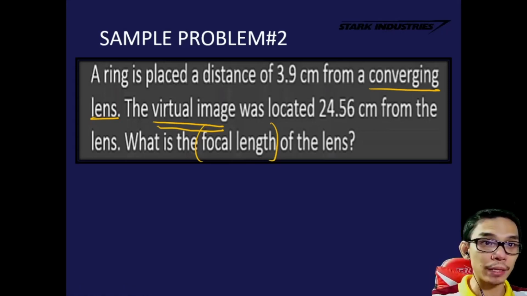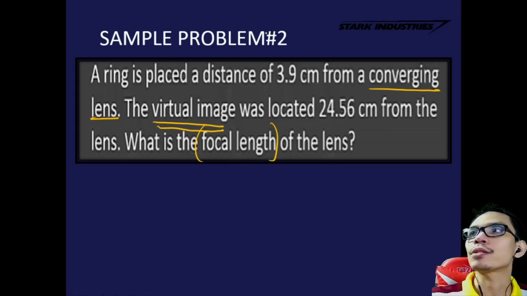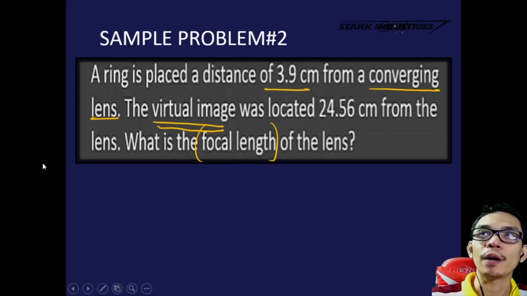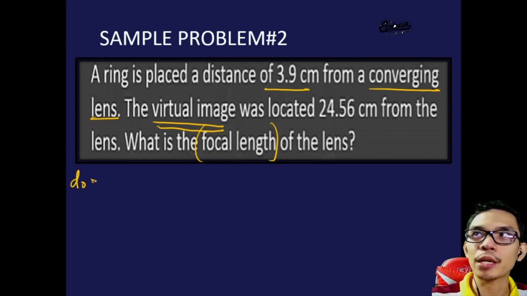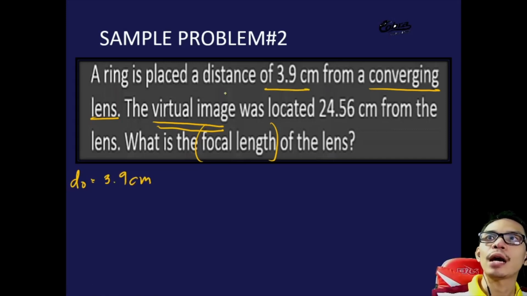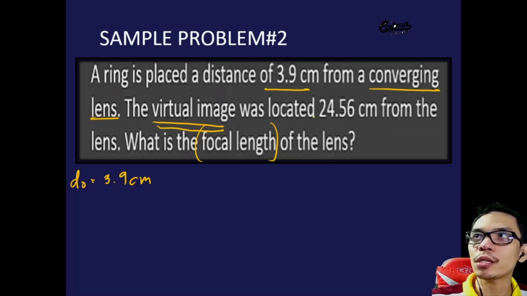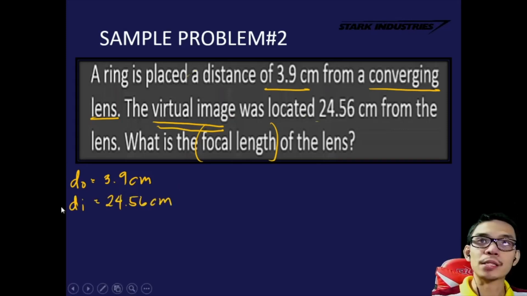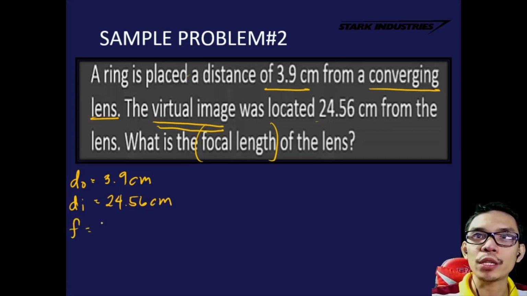So we can now write all the data. This is the object distance, I presume. So the distance of the object is equal to 3.9 cm. Next one, how about the virtual image? This is the distance of the image, which is 24.56 cm. Next, the focal length, which is missing. Alright, so let's check everything.